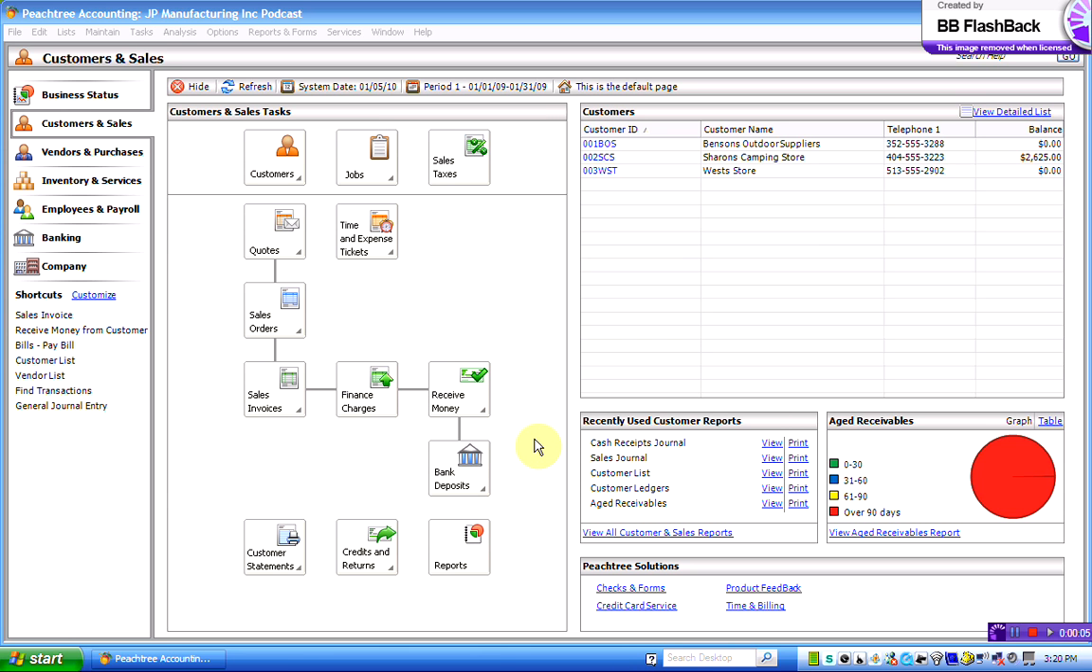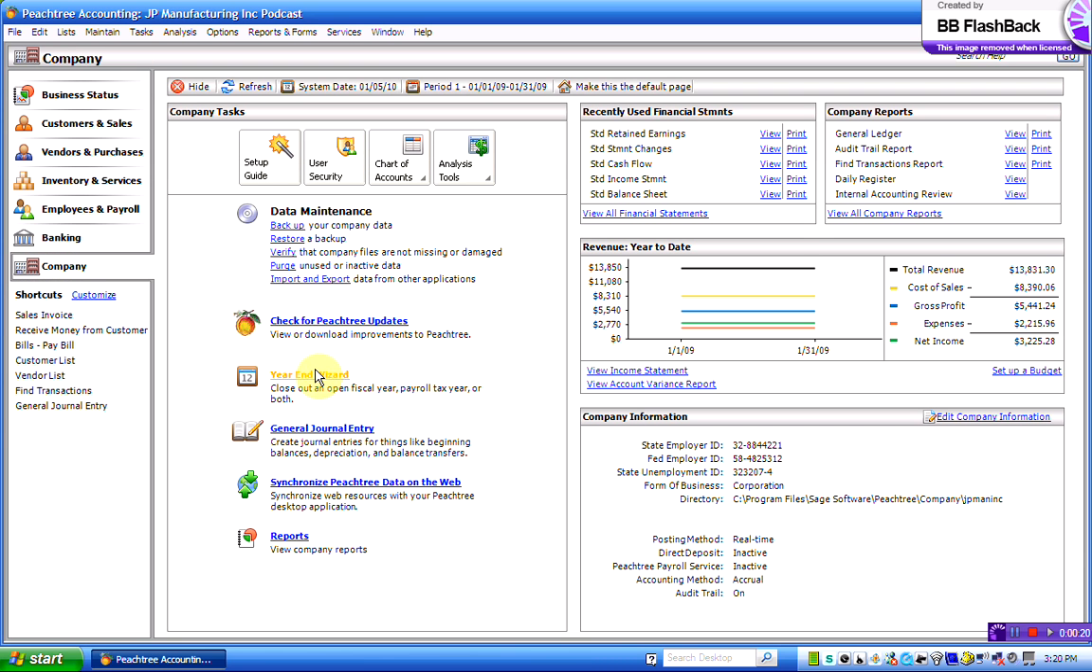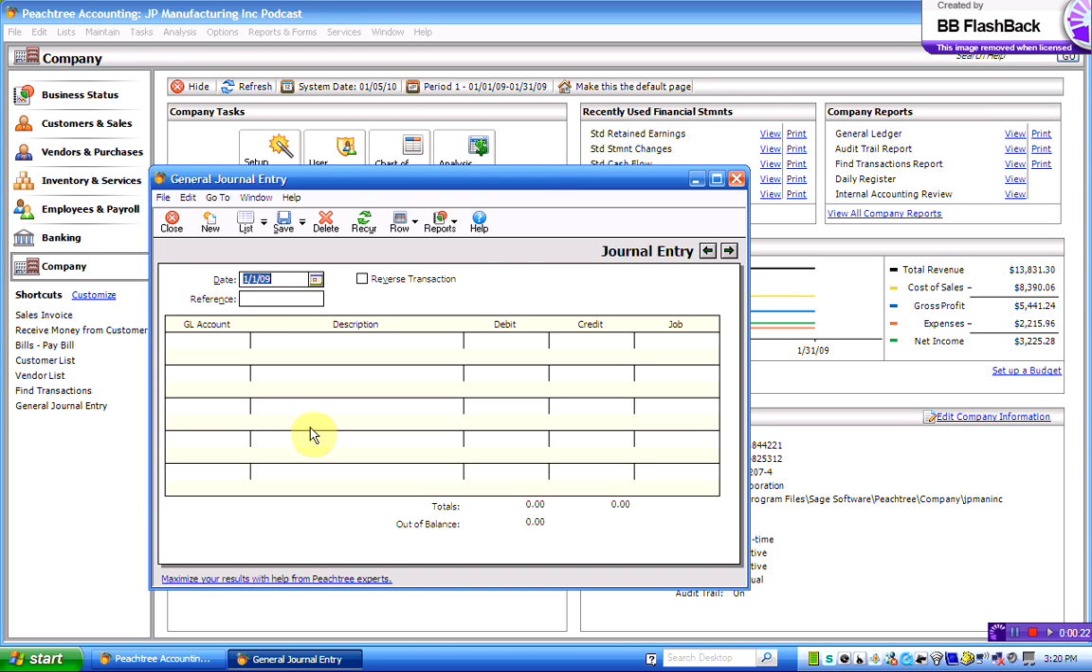In this podcast we are going to look at making a general journal entry. Our general journal entry is going to be concerned with moving money from one bank account to another. So where do we go from here? Well, we look at the company and we go down in the menu here to a general journal entry.